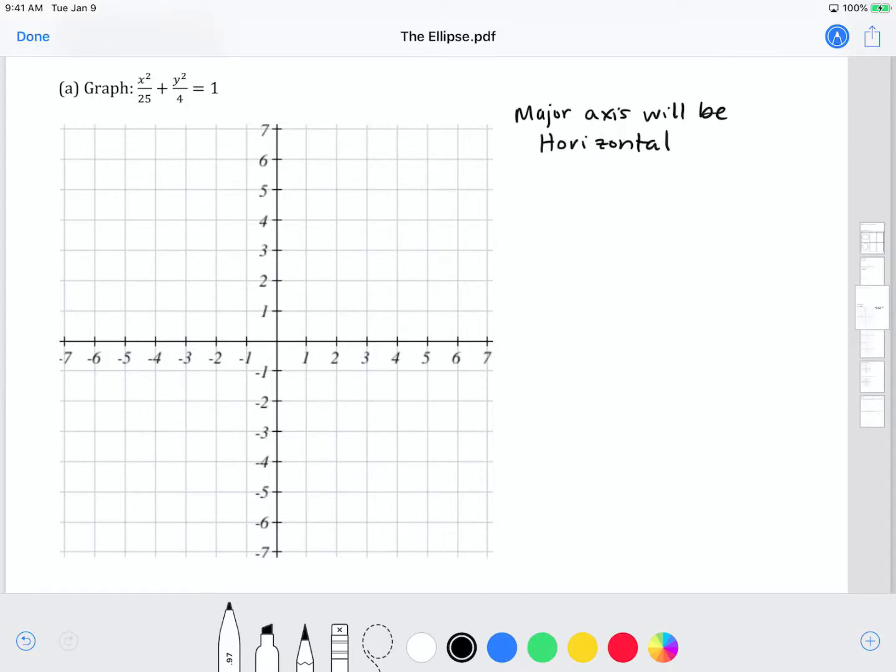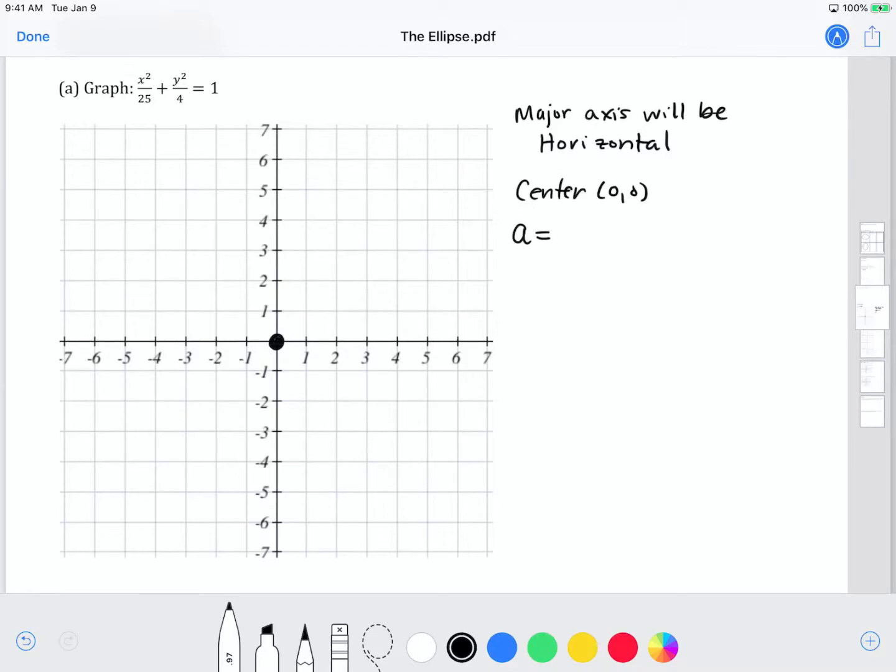The next thing you want to do is identify your A and B values and your center. In this case, the center is 0, 0, because if you notice, I don't have x minus something or y plus something. It has not been shifted, okay? So my center is going to be 0, 0. So I'll draw that here. That's my center.